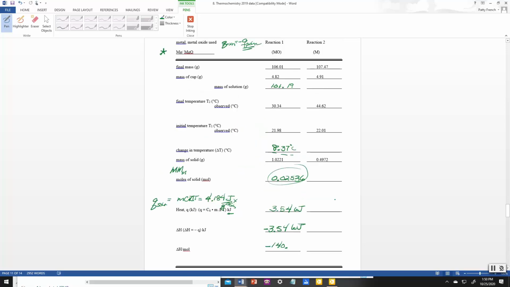Now I'm going to slide my sheet back up so we can look at reaction 2, in which case I was just dealing with magnesium. The first one was magnesium oxide. The second one was magnesium. Again, I massed my cup, put my hydrochloric acid into it, massed it again, and after I had done the reaction, I found that the mass of solution was 102.56 grams.